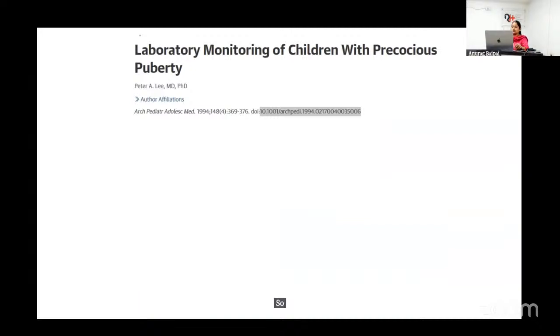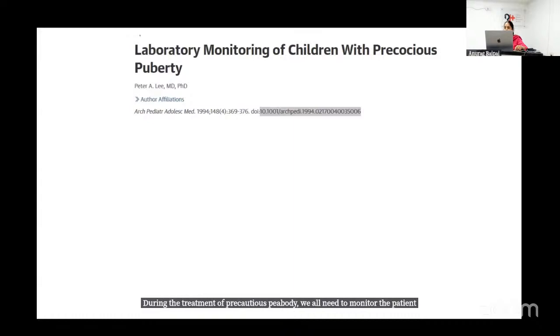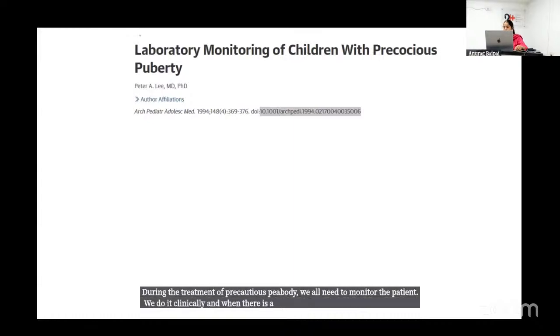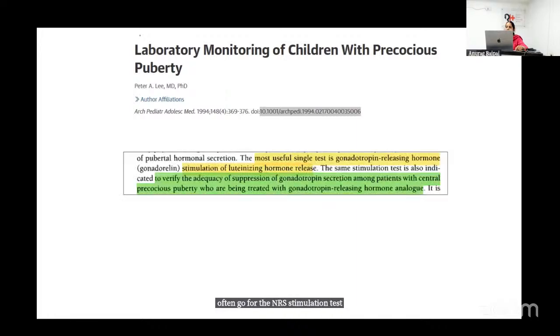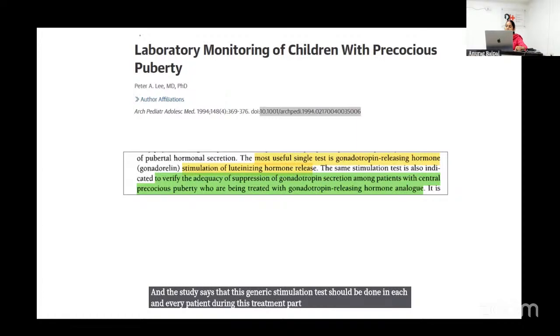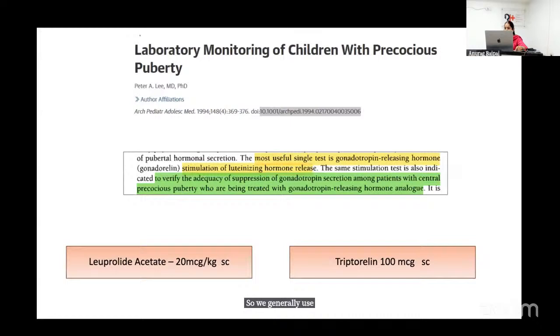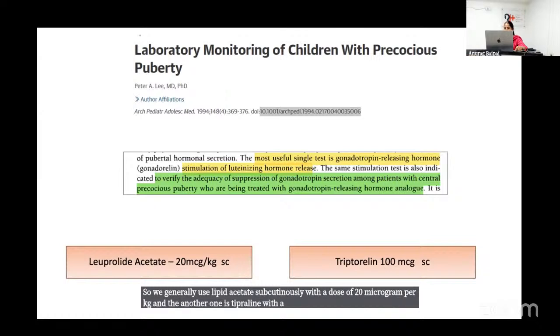So we all know that during the treatment of precocious puberty, we need to monitor the patient. We do it clinically, and when there is a discordance between the laboratory values and the clinical parameters, we often go for the GnRH stimulation test. The study says that this GnRH stimulation test should be done in each and every patient during treatment, because it helps to verify the adequacy of suppression of gonadotropin secretion. We generally use leuprolide acetate subcutaneously with a dose of 20 microgram per kg, and another one is triptorelin with a dose of 100 microgram subcutaneously.